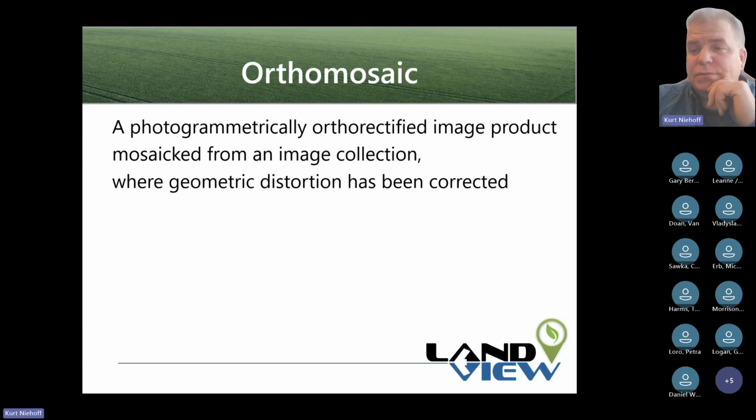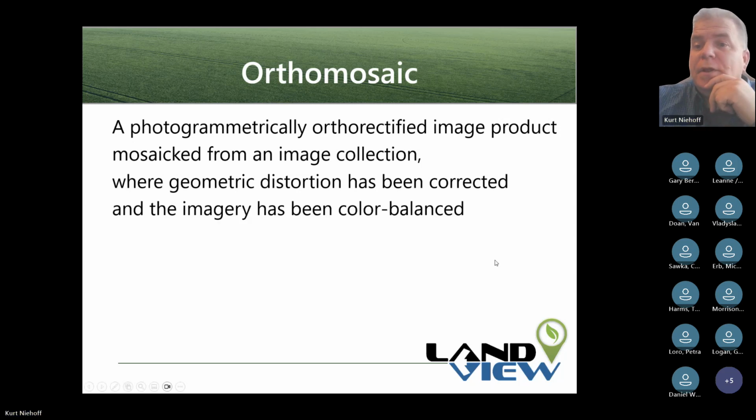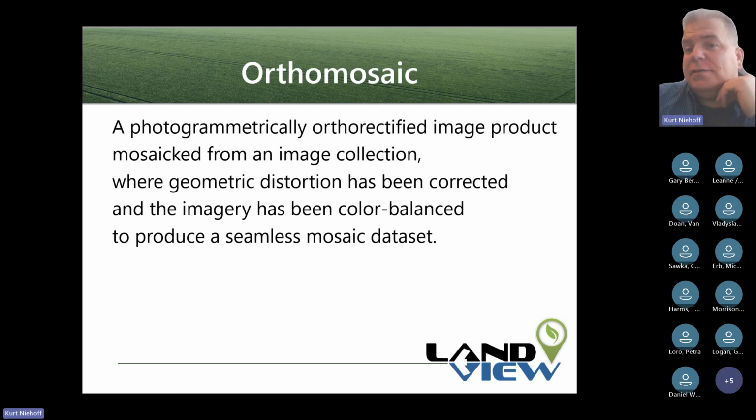And there's a lot of distortion. The cameras themselves have some fisheye effect, different degrees, but you need to remove all of that type of distortion in the process as well. The imagery has been color balanced because from one shot to the next, the lighting can change slightly and that needs to be balanced out. And then lastly, it produces a seamless mosaic data set. So that's their definition of orthomosaic.